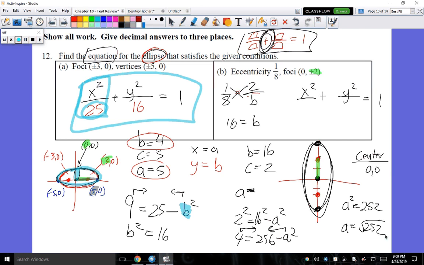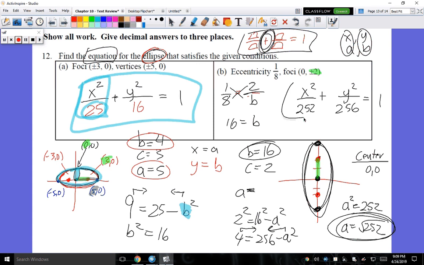Okay. So I know A is the same as my X value. Again, X and Y correlate to A and B, here and here. So A is going to go underneath X, but I'm going to square it, so it'll be 252. And B is going to go underneath Y, but I'm going to square it, it'll be 256. So this right here would be my equation.